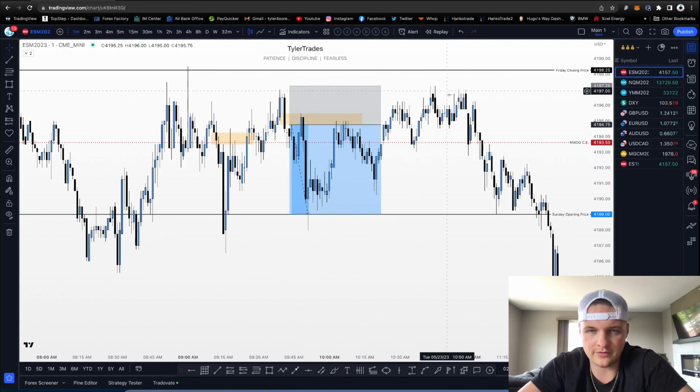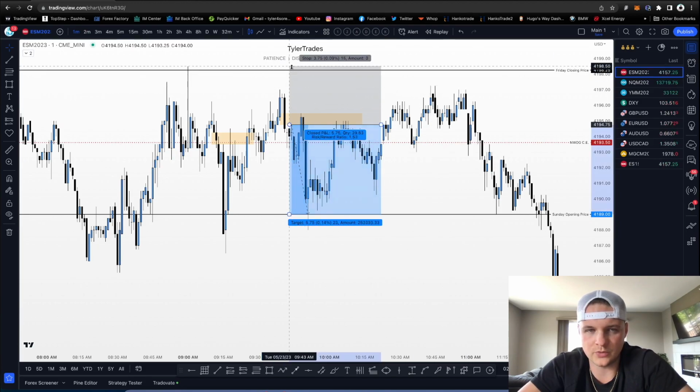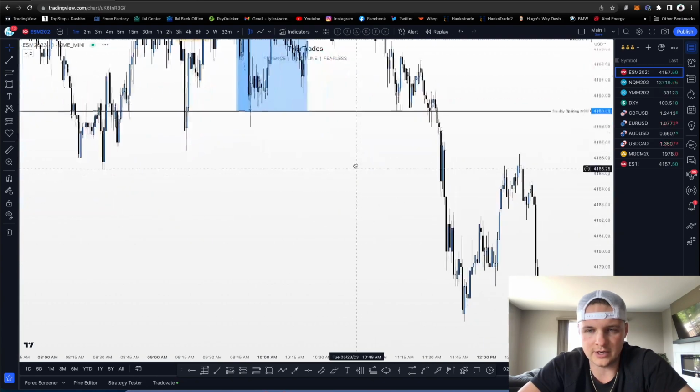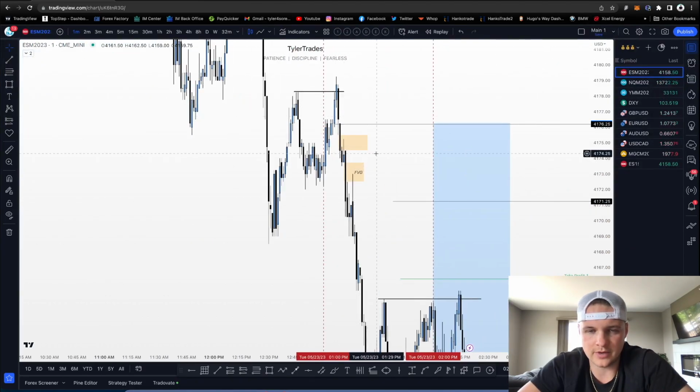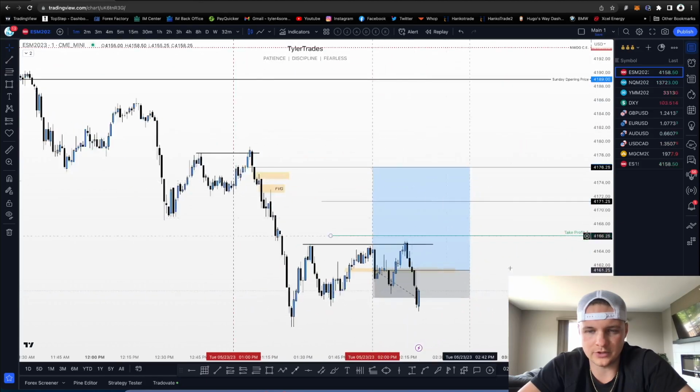Ended up being a perfect take profit. Price came up, tagged what would have been my stop loss. However, if you had your stop above this wick up here, you could have caught this entire move down, which would have been really, really nice. But I was just going to get back what I lost, so that's all she wrote for that.